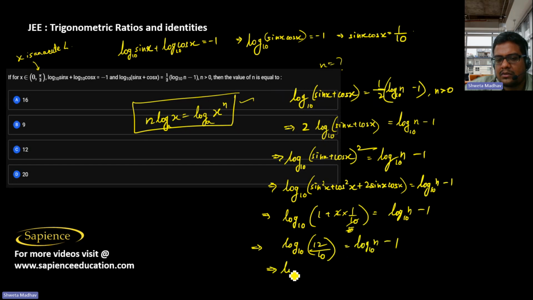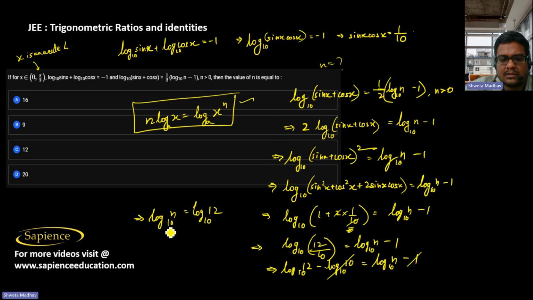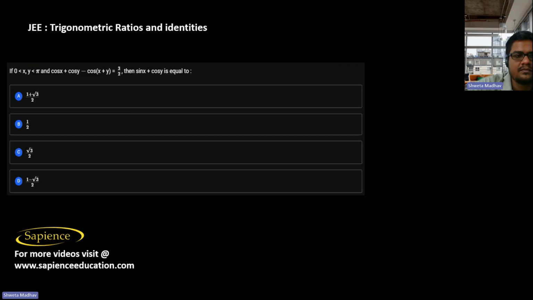Now this we can write as log 12 base 10 minus log 10 base 10, which is equal to 1 only. This is log n base 10 minus 1. So therefore we can say log n base 10 will be equal to log 12 base 10, since this is minus 1, so it will cancel. So therefore n will be equal to 12. So the value of n is 12. So option C is the correct answer.